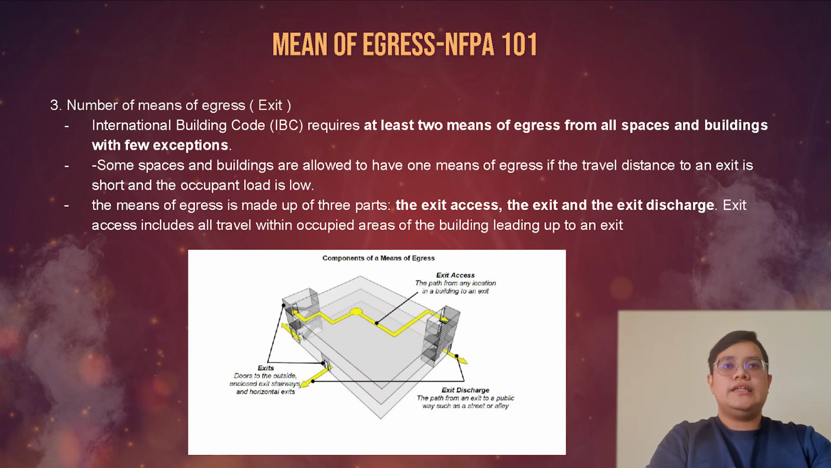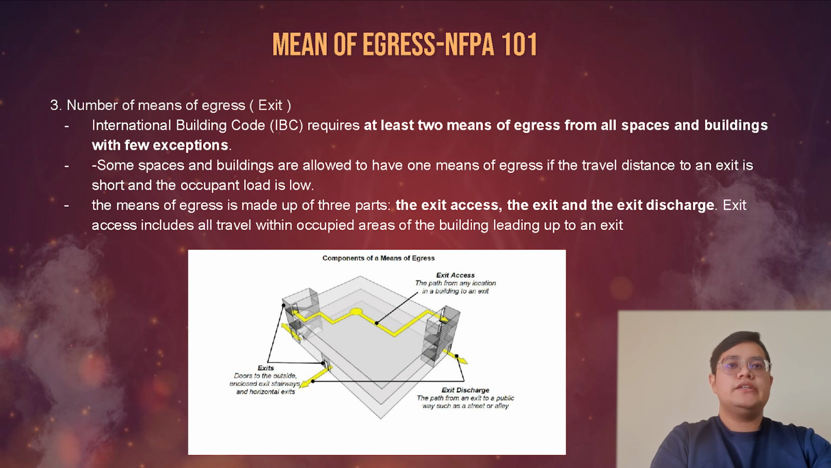Okay, the third thing highlighted in the means of egress is the number of exits. Based on the International Building Code, IBC, it requires at least two means of egress to exit from all spaces and buildings, with few exceptions. Some spaces and buildings are allowed to have one exit or one means of egress if the travel distance to an exit is short and the occupant load is low.